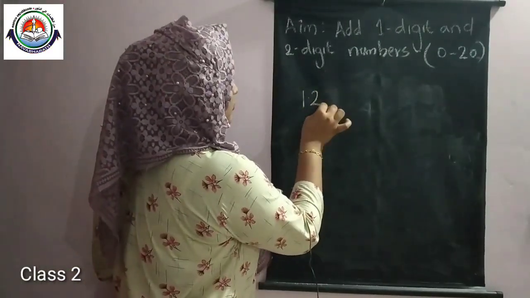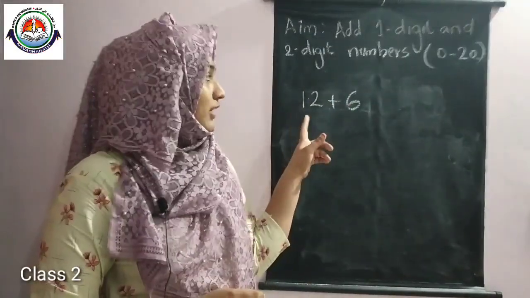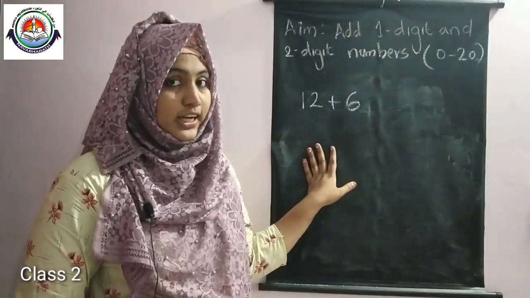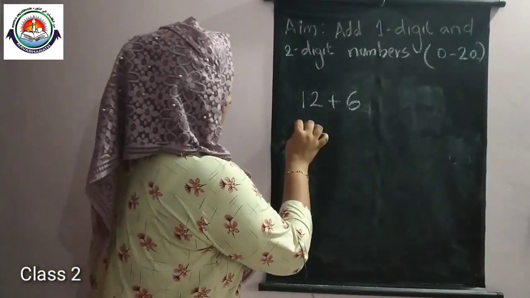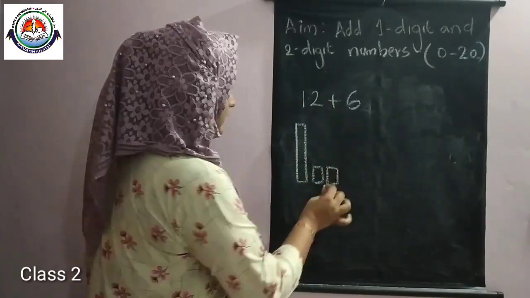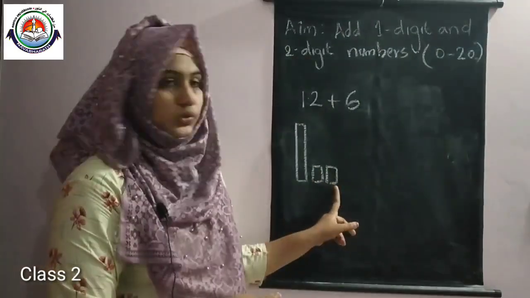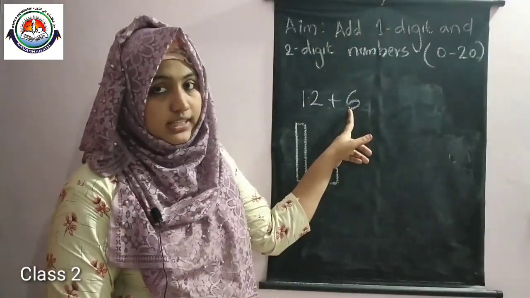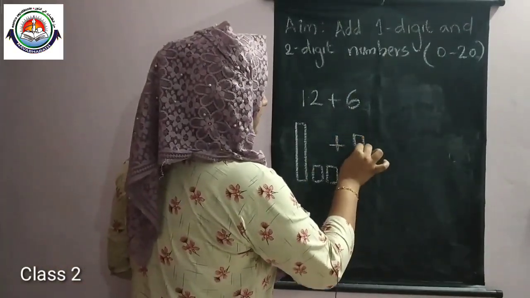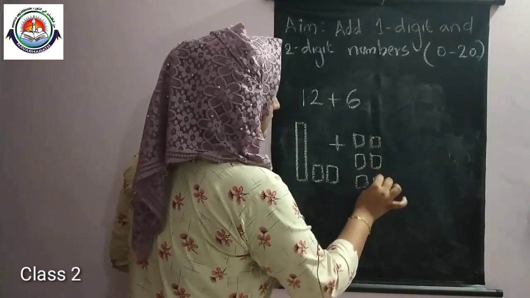What is 12 plus 6? So first we can draw the place value blocks. Are you ready? Yes. We can draw number 12 like this. 1 tens block and 2 ones blocks. So 1, 2. Then we are going to add number 6. So 12 plus 1, 2, 3, 4, 5, 6.